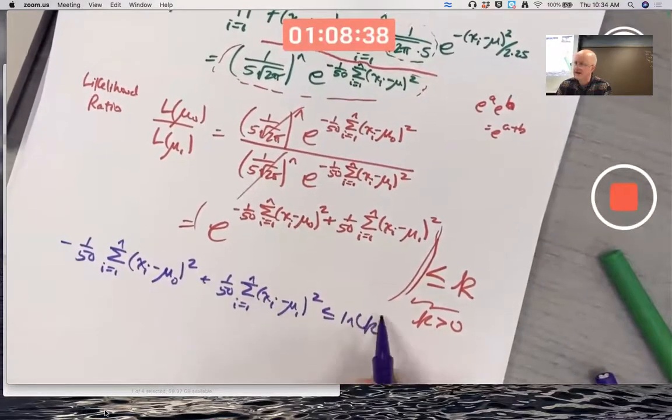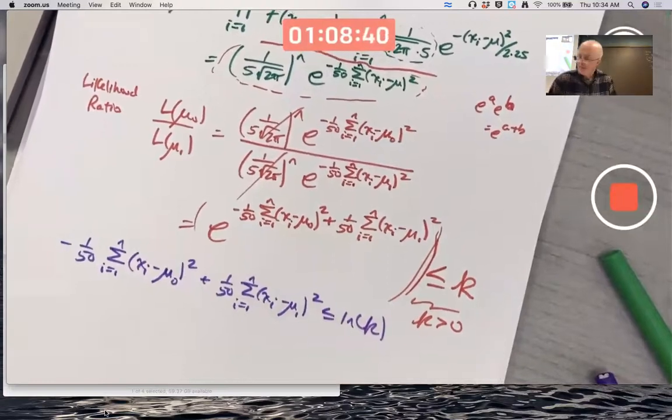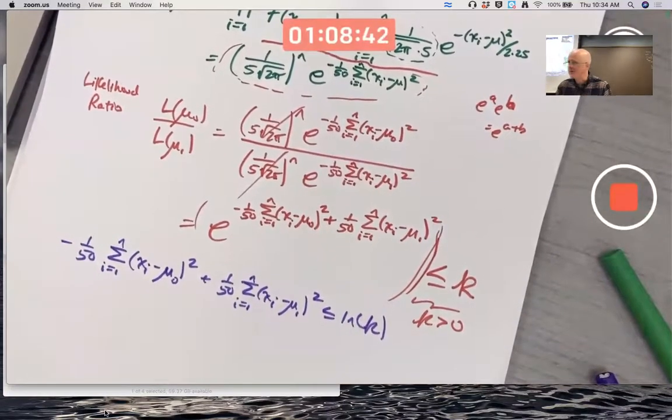K is positive, so the natural log of k exists. The natural log of k itself, though, could be negative if k is small. In my mind, I'm going to pretend it's not. I'm going to pretend it's positive. Okay, that's the first step.